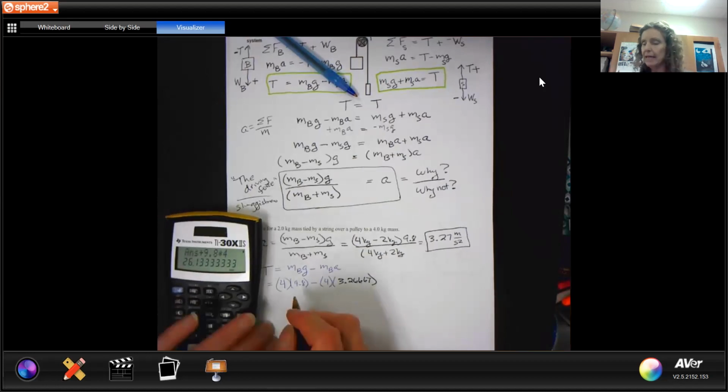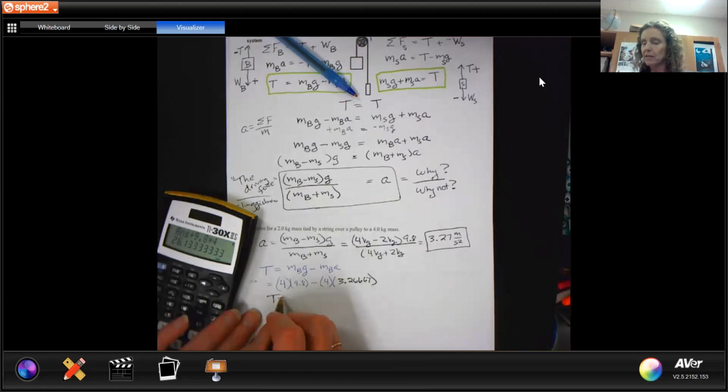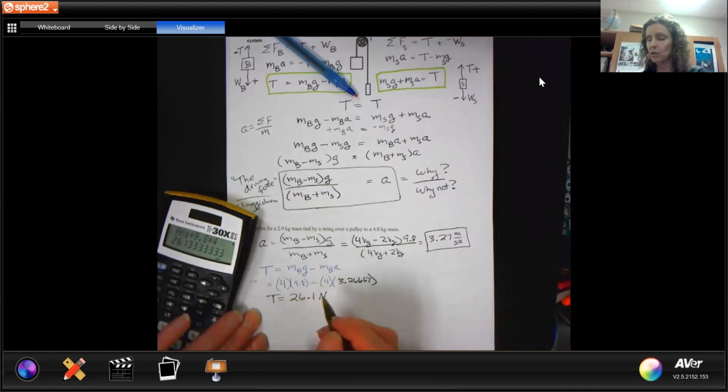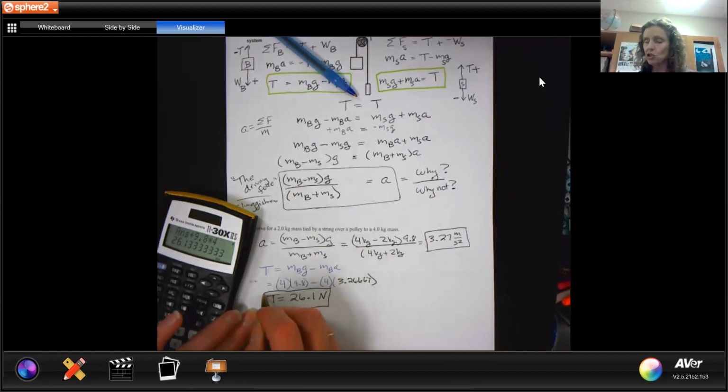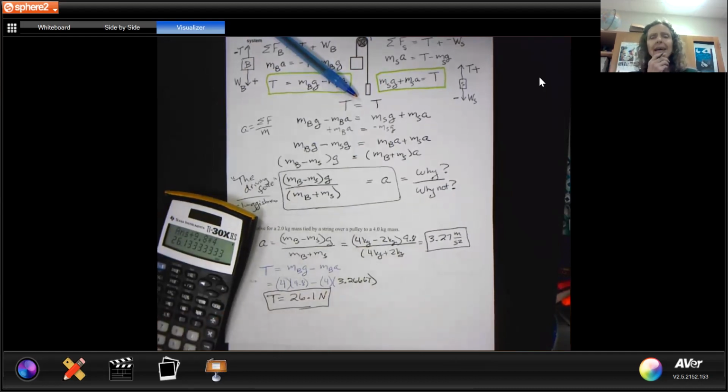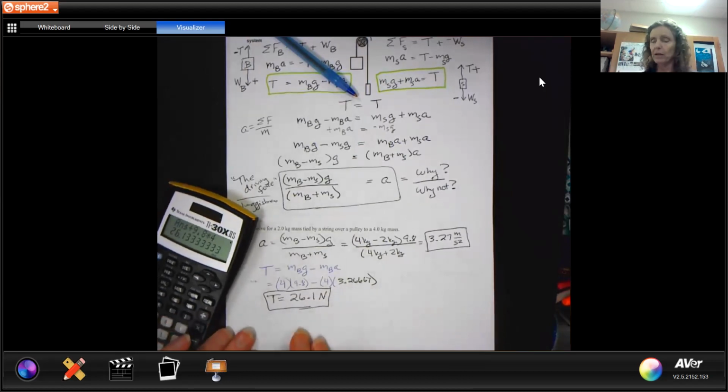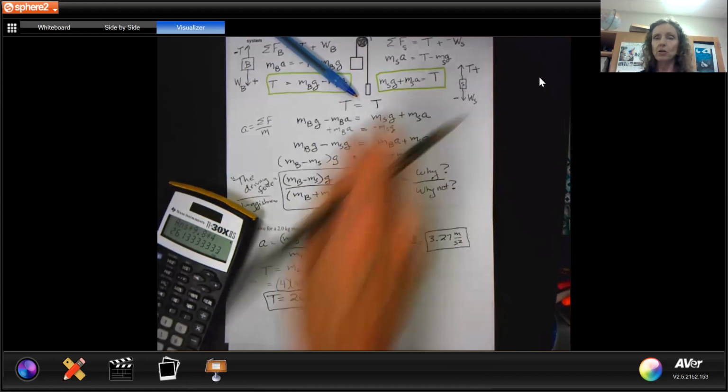I got 26.1 newtons of tension, because tension is a force, in that string. Is that a reasonable number? Yeah, because it's not like 665 newtons or something like that. So that's pretty small, and that would be maybe appropriate for a string. But here's how you check your work. You've got 2 tension equations up there, right? Let's try that other tension equation.